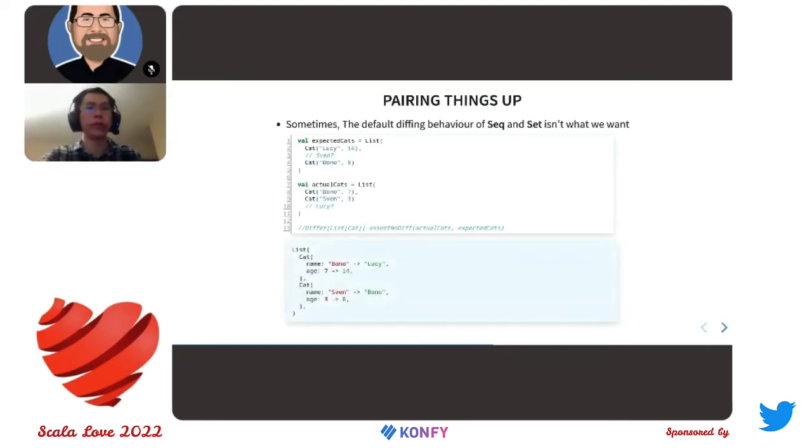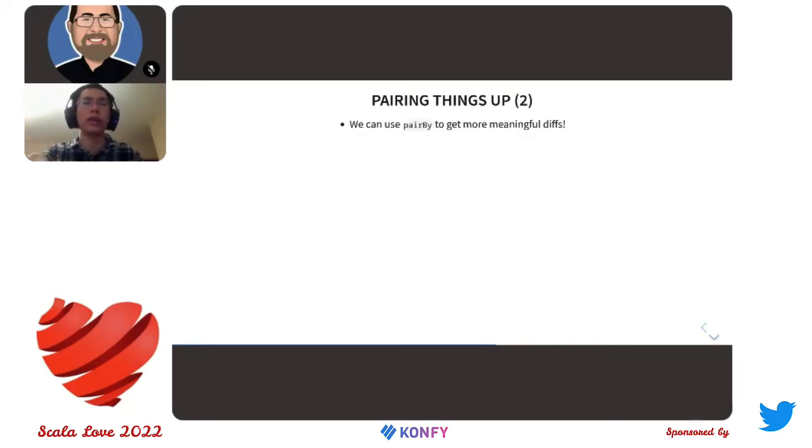So you do your diff, and you get an output like this. Now this is a bit weird, right? Because we know that Bono exists in both lists, but somehow when comparing, because it's comparing by index, the output's not very nice. It's telling us that Bono turned into Lucy, and then Sven turned into Bono, right? We want something nicer. When comparing a list of cats, let's pair them up by their name. Okay, so you can use this pair by method on differs.